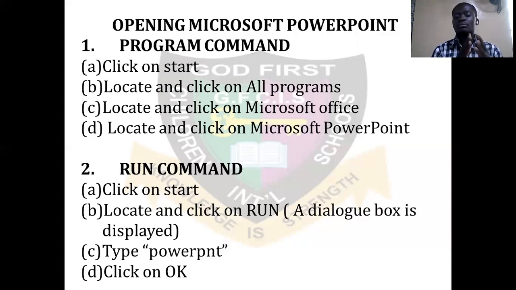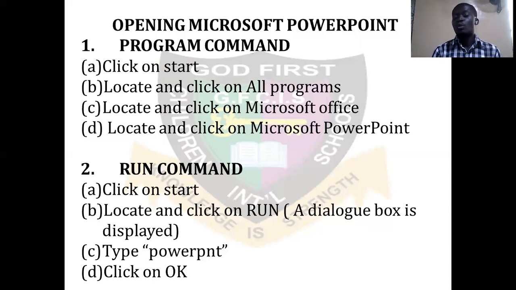Now, if I'm to work with program command, basically I will just click on start. Every computer has a start button right on your desktop environment. You click on start, you locate and click on all programs, either Windows 7, Windows 10, Windows 8, or any version of Windows you are using. You click on all programs, locate and click on Microsoft Office, then locate and click on Microsoft PowerPoint. If you click on start and you're not seeing Microsoft Office, that means the application is not installed. So you have to talk to your engineer to help you install that particular program.